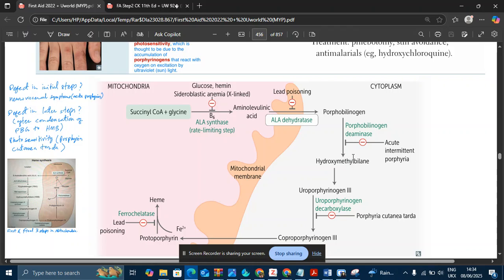So it is very important for you to understand which enzyme is affected and which substance, which molecule, is then elevated in our circulation. Okay, and then this enzyme, again very important, uroporphyrinogen decarboxylase, which is converting uroporphyrinogen 3 to coproporphyrinogen 3, is defective in porphyria cutanea tarda. So you will see elevated level of uroporphyrinogen 3. Okay, so this is very, very important. Heme synthesis is very important.